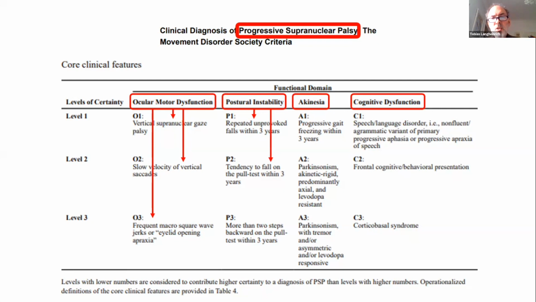So here you only have a tendency to fall when you do the pull test, or here you do the pull test and they take a few too many steps. This is your Parkinson's, akinesia. Now this is a sub-disorder where people only have problems with gait freezing. A2 means that they are rigid mainly axially, and A3 means they really look like Parkinson's disease.